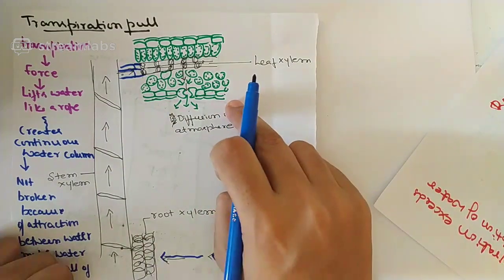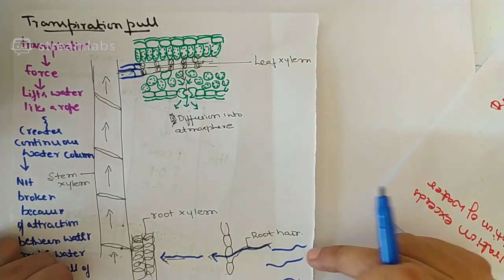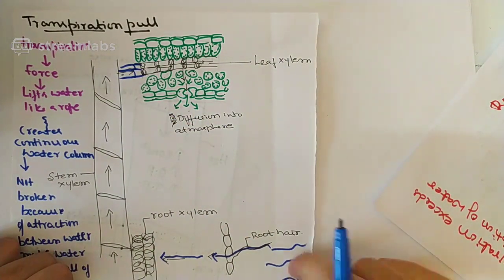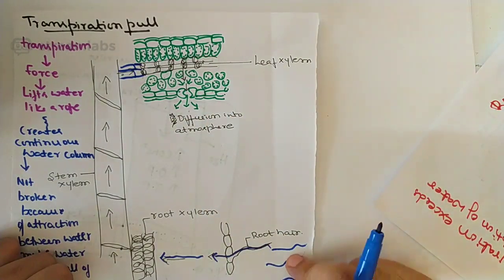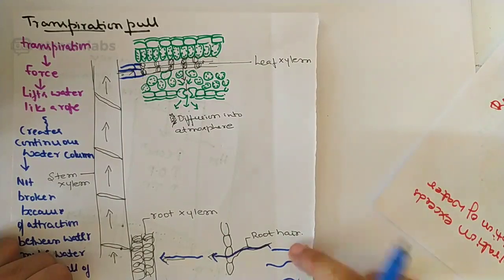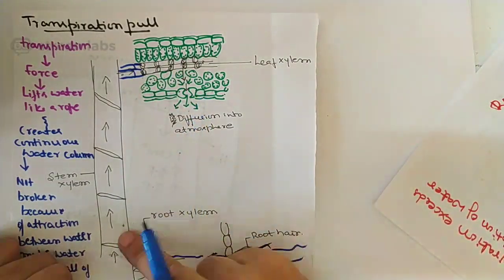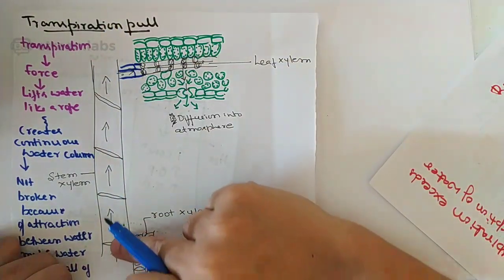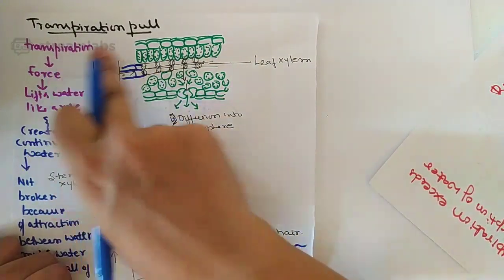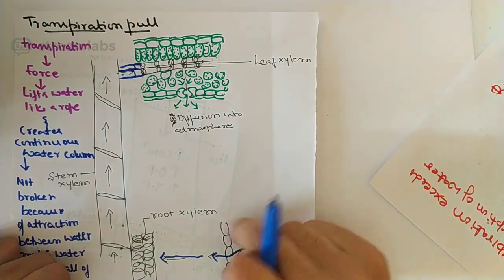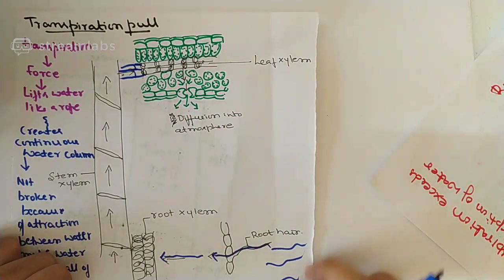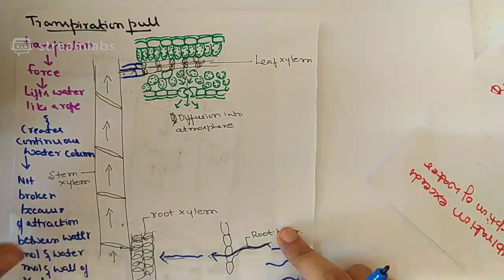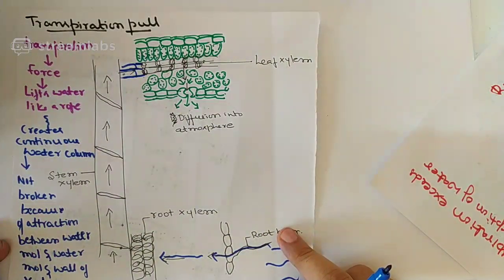If water was not lost from here, the water would not have been absorbed from here. So transpiration helps in absorption of water from the soil. Transpiration creates a pull. That pull is called the transpiration pull. That pull is going to help the root hair absorb the water from the soil. That is transpiration pull, students.